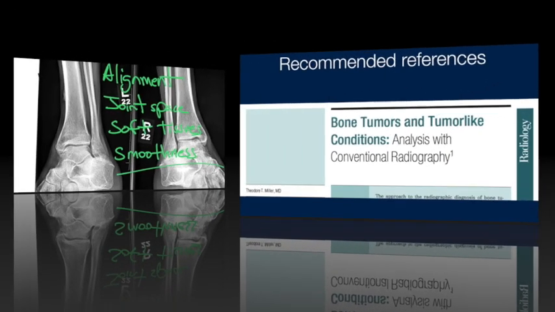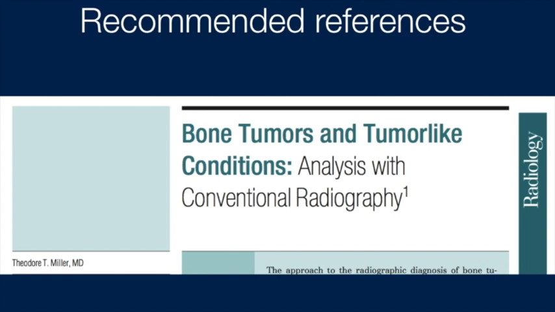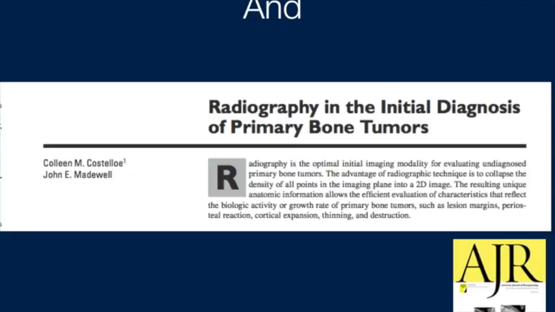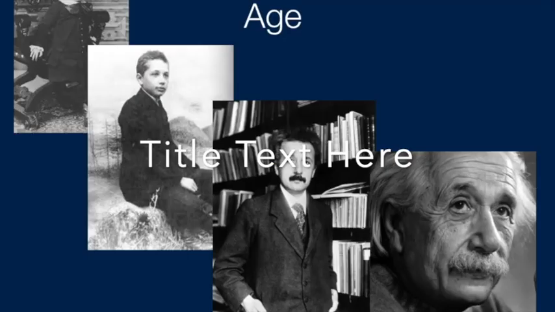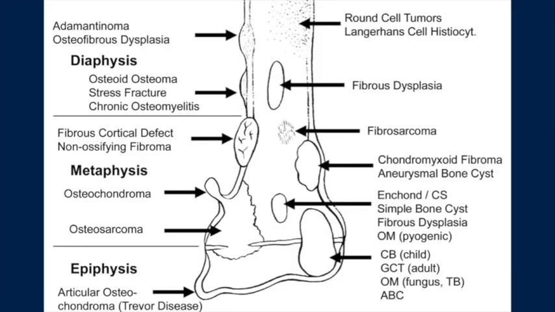I want to acknowledge and recommend a couple of really good articles, one from Radiology, Bone Tumors and Tumor-Like Conditions, and the other from AJR, Radiography and the Initial Diagnosis of Primary Bone Tumors. So the most important factors in assessing a bone lesion on radiography are the age of the patient and the location of the lesion. Which bone, where is it within the bone, is it central, distal, etc.